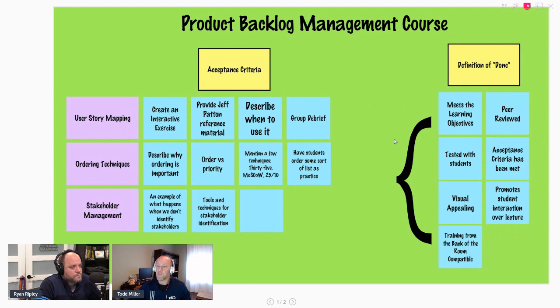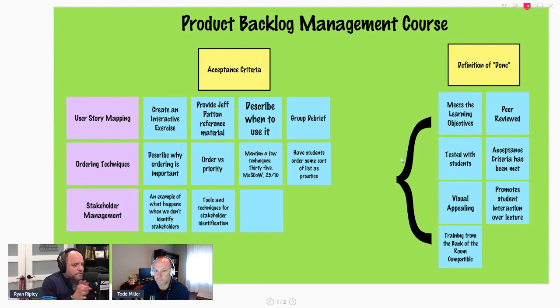What do you think, Ryan? Yeah, I like that framing, Todd, quite a bit. It's the right thing versus building it right. So acceptance criteria tells developers, here's how you know that you've built the right thing. The definition of done tells the developers, here's how you know you've built it right. And I think that's a really important distinction.